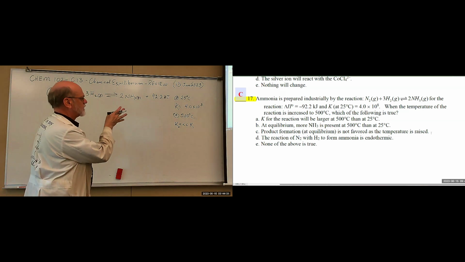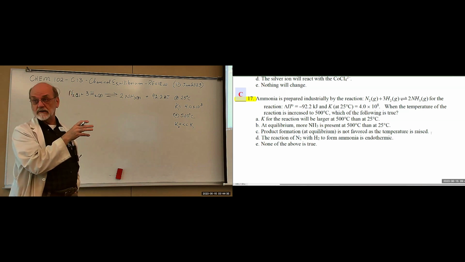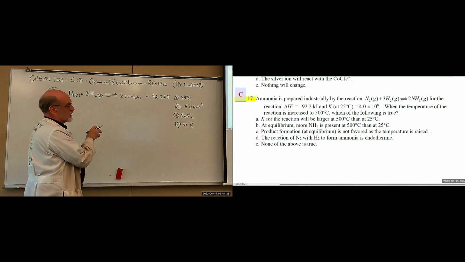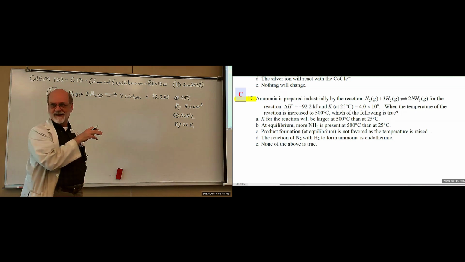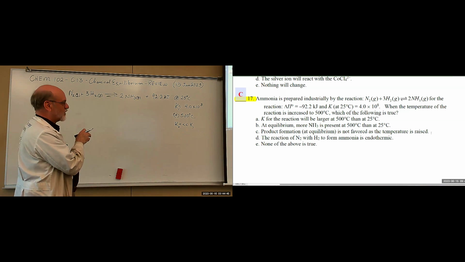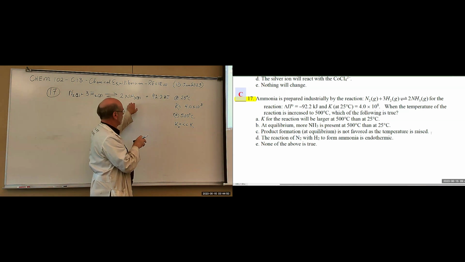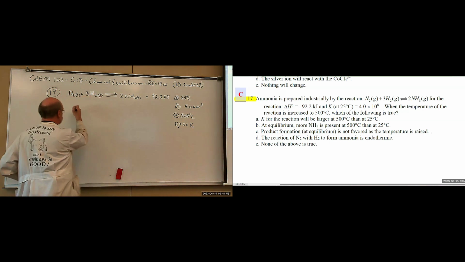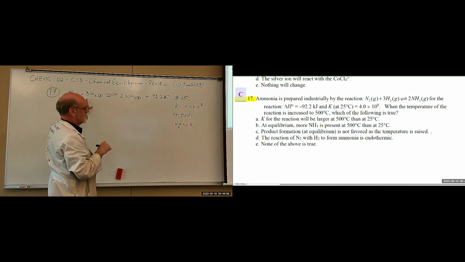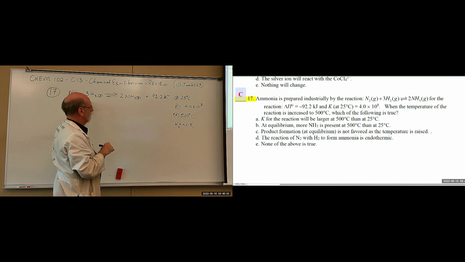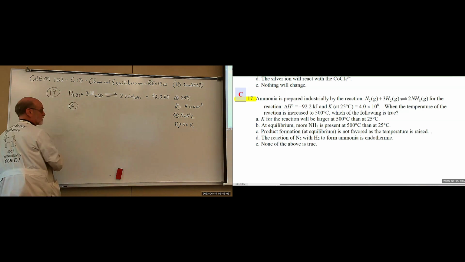Do we have any up here that answer that? K for the reaction would be larger. No, it'll be a lot smaller. At equilibrium, more ammonia is present at 500 than 25. Nope, sorry. It's going the wrong direction. Product formation at equilibrium is not favored as the temperature is raised. That is true. C is definitely true. D, the reaction of nitrogen with hydrogen to form ammonia is endothermic. False. Exothermic. All right, so C is our answer.